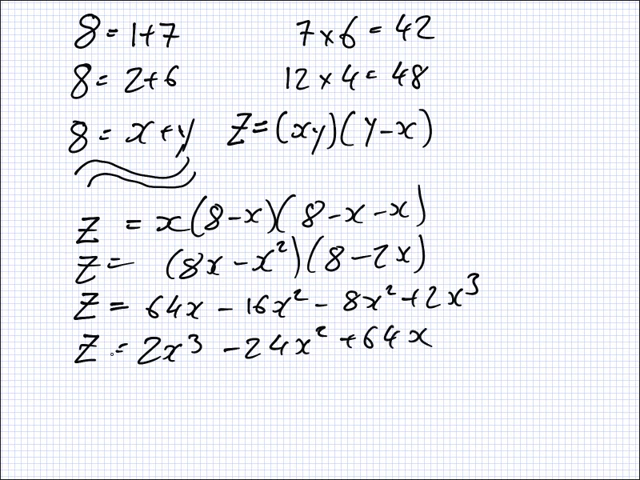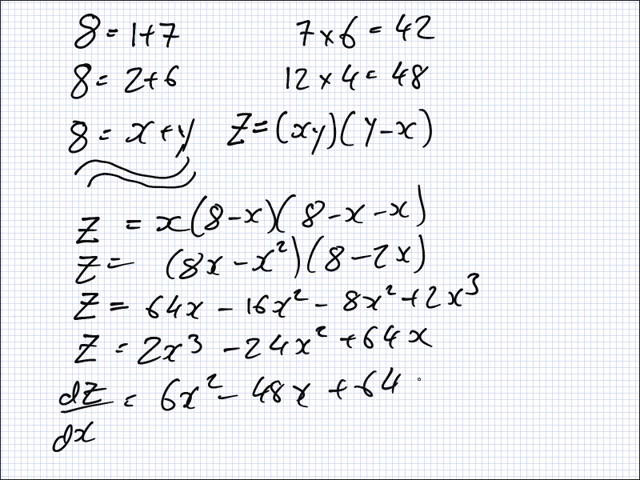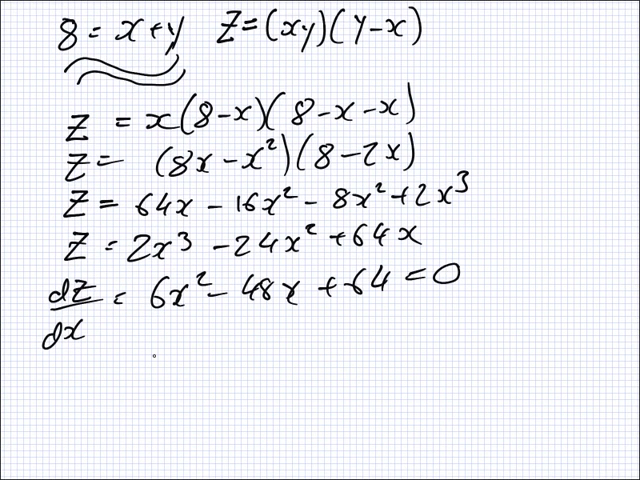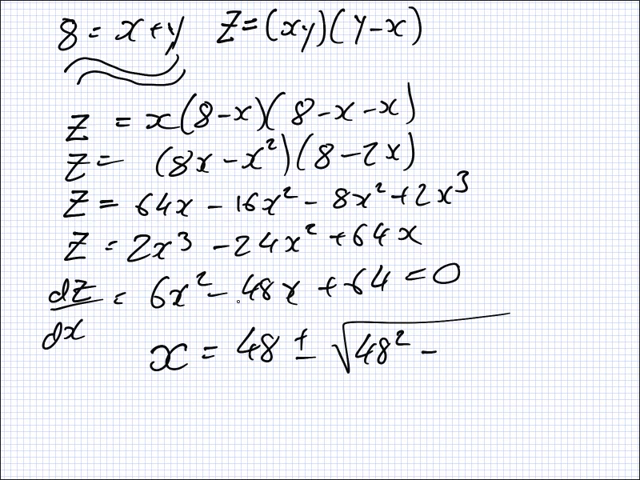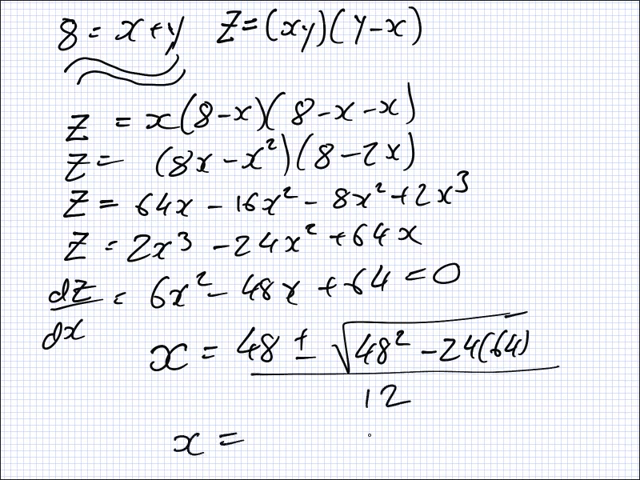Yep, and now what's next? Derivative. 6x squared minus 48x plus 64 equals 0. Now I'm actually pretty sure that this does not have nice factors. You'll have to use the formula. So x equals 48 plus or minus square root 48 squared minus 4 times 6 is 24 times 64 all over 12. So, what are the two answers here for x?